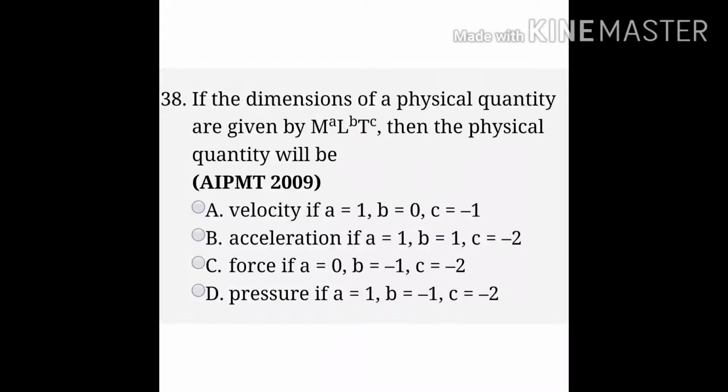Question number 38. If the dimensions of a physical quantity are given by M power A, L power B, T power C, then the physical quantity will be, they have given 4 options. If it is velocity, A is equal to 1, B is equal to 0, C equal to minus 1. If it is acceleration, A is equal to 1, B is equal to 1, C is equal to minus half. If it is force, A is equal to 0, B is equal to minus half, C is equal to minus half. If it is pressure, A is equal to 1, B is equal to minus 1, C is equal to minus 2.